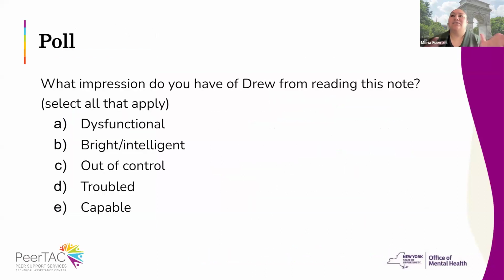I would like to know, what impression do you have of Drew from reading this note? If you were to read this note, how would you feel about him? He's dysfunctional, he's bright and intelligent, he's out of control, he's trouble, he's capable. What do you guys see? I'll give you a couple of minutes.